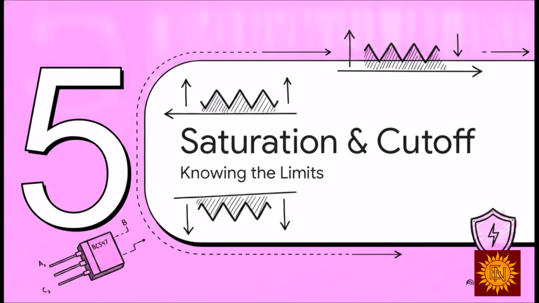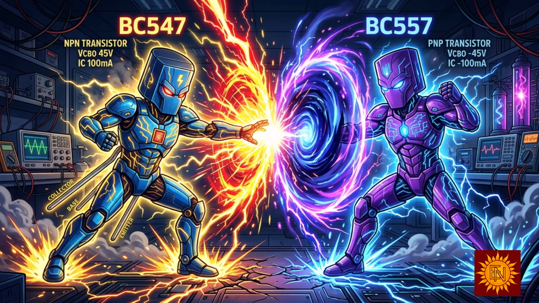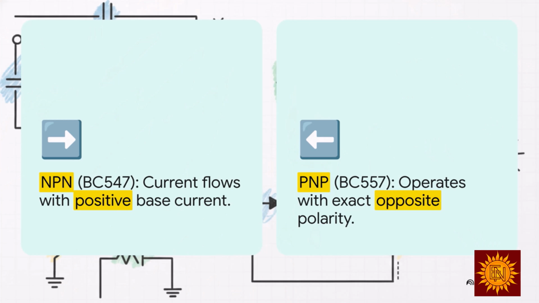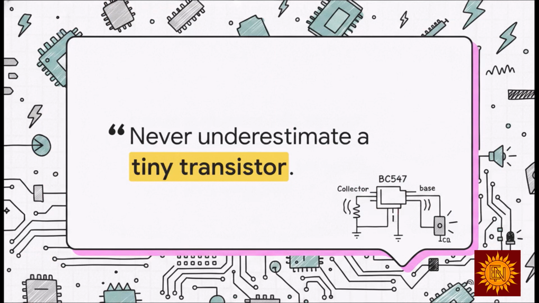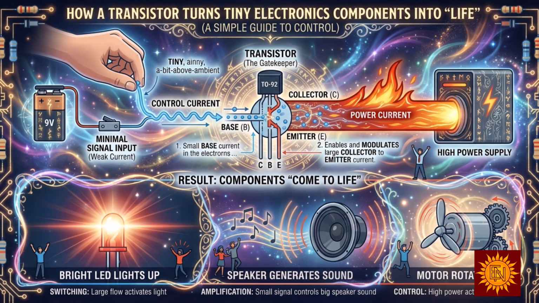Section 5. Saturation, cutoff, and safety, knowing the limits. It's really important to remember that the BC547 is an NPN transistor. That means current flows from collector to emitter when the base receives a positive current. Its counterpart, the BC557, is a PNP transistor, which operates with the exact opposite electrical polarity. Understanding this fundamental difference is a massive stepping stone for any builder, ensuring you don't accidentally wire your circuits completely backward. It really is amazing how much engineering is packed into such a small space.